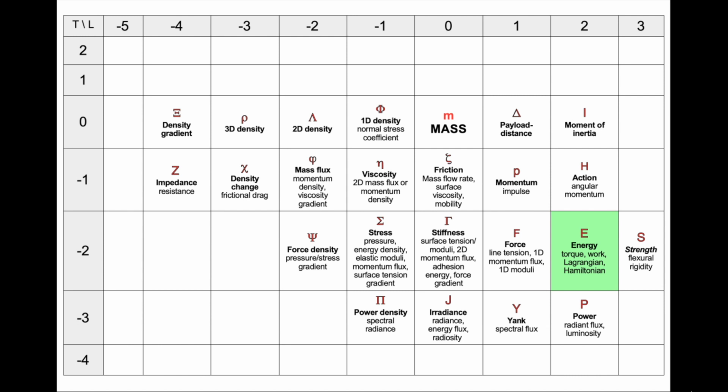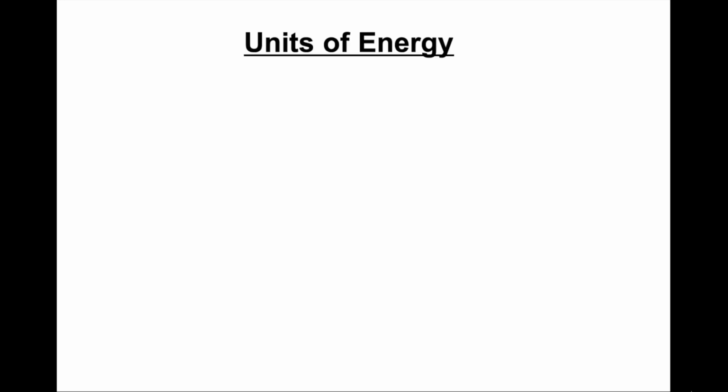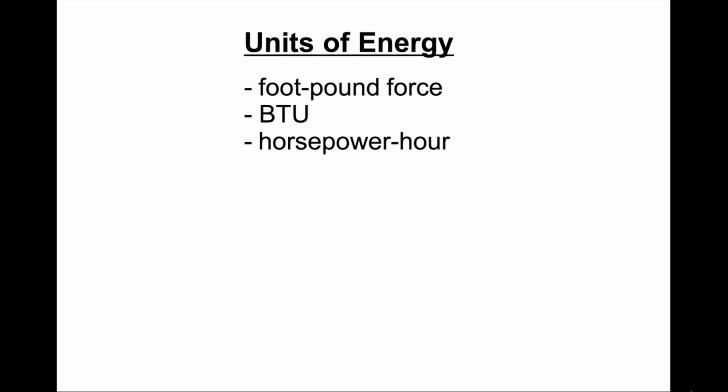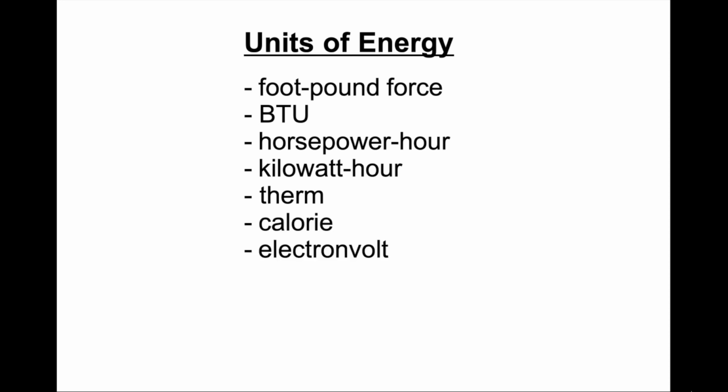All these different forms are associated with different units. The foot-pound force, the BTU, that is the British thermal unit, the horsepower hour, which, like the kilowatt hour, is related to the connection between energy and power, which produces a timescale, as seen in the last episode. There is also the therm, the calorie, the electron volt, or the ton of TNT, which is the energy released by the explosion of a ton of TNT, something we discussed at length in the explosion series. And there are other units, so much so that we cannot list them all.